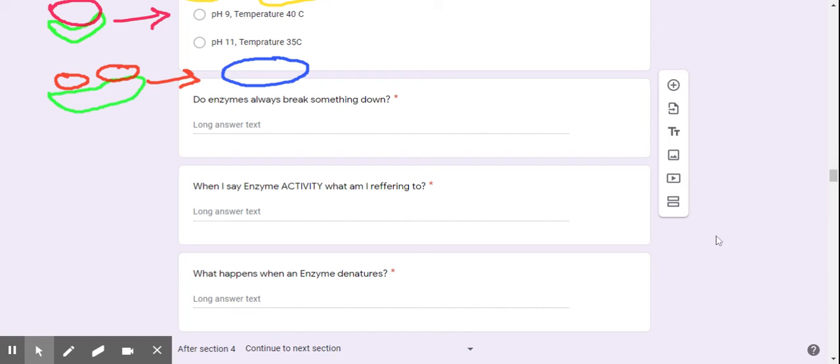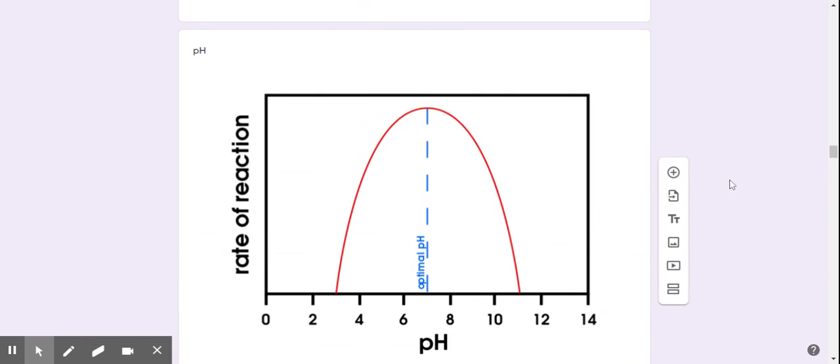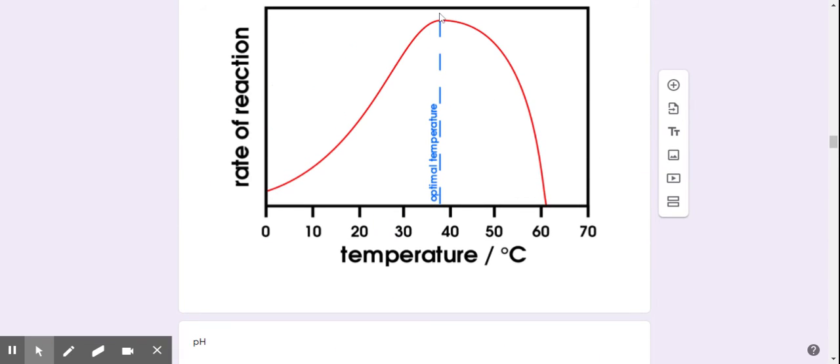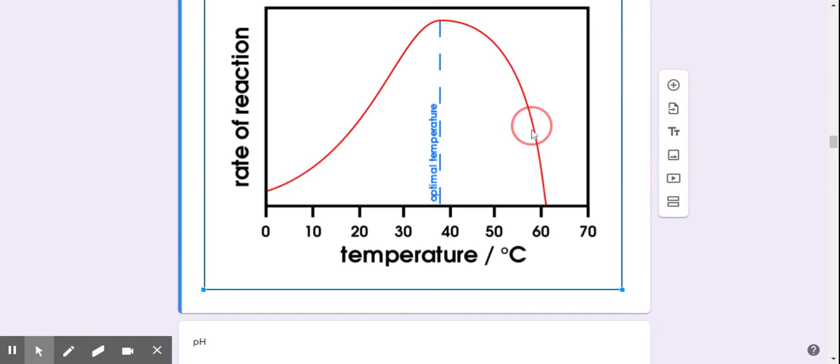Last question. What happens when an enzyme denatures? All right, this one's actually not too complicated. When an enzyme denatures, let's actually go back. Now, there are a couple things that can denature an enzyme. For example, when the temperature is too hot, guess what happens? It goes down and down and down.